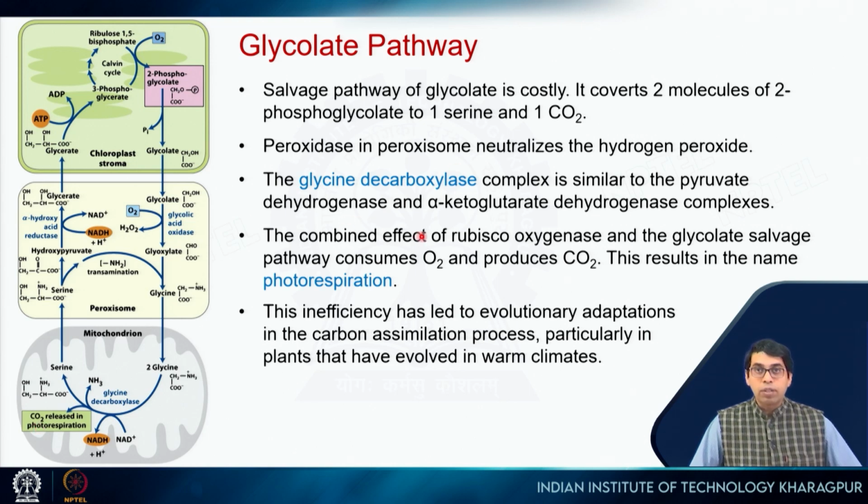So, the combined effect of Rubisco oxygenase and the glycolate salvage pathway consumes oxygen, which is here, and produces carbon dioxide, which is here. This results in the name photorespiration. This inefficiency has led to evolutionary adaptations in the carbon assimilation process, particularly in plants that have evolved in warm climates, right?